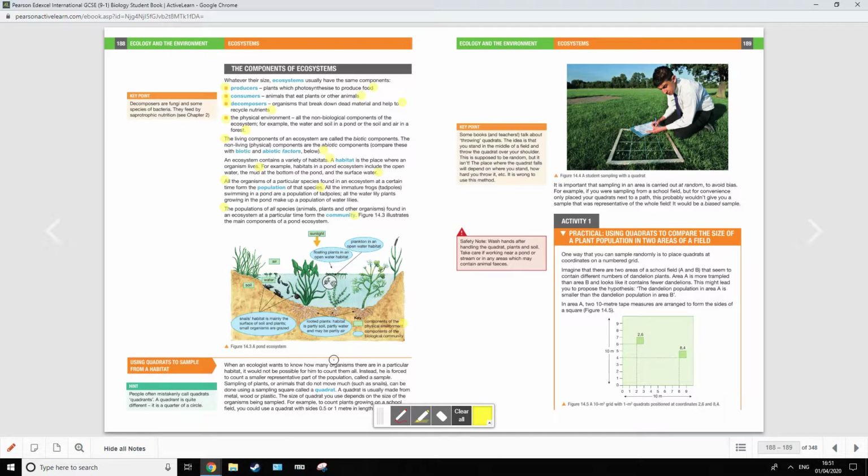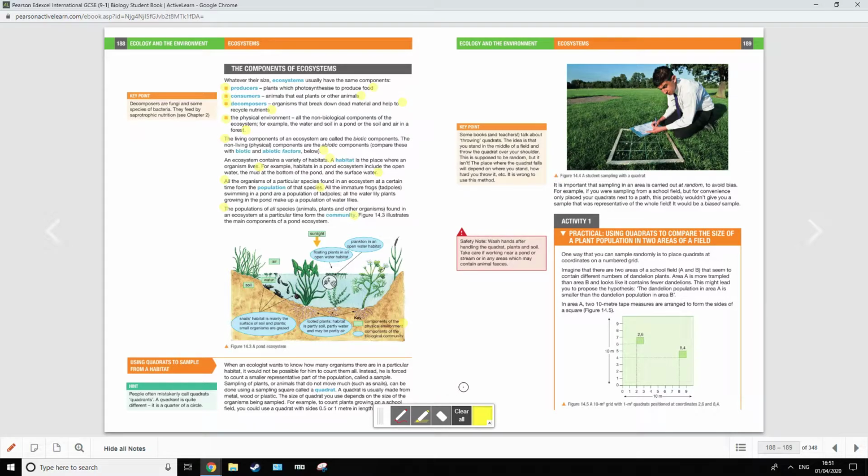When an ecologist wants to know how many organisms there are in a particular habitat, it will not be possible for him to count them all. You cannot go in a forest and count every snail in there. It's hard. So instead, he is forced to count a small representative part of the population, called a sample. Sampling of plants or animals that do not move very much, such as snails, can be done using a sampling square called a quadrat.